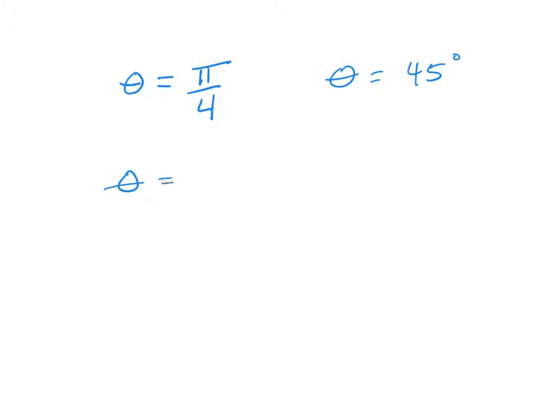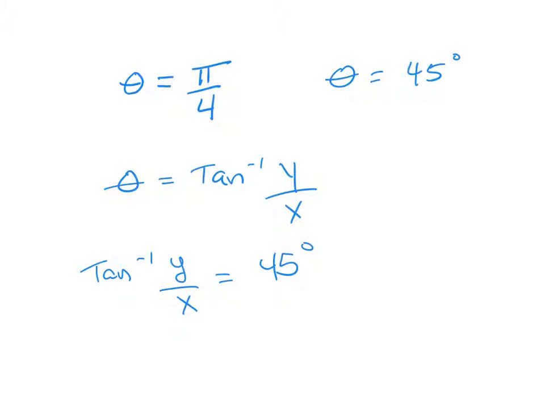Theta equals tan negative 1 of y over x, right? So I'm going to replace that for theta up there, and I'm going to say tan negative 1 of y over x equals 45 or pi over 4. They're both the same, okay?